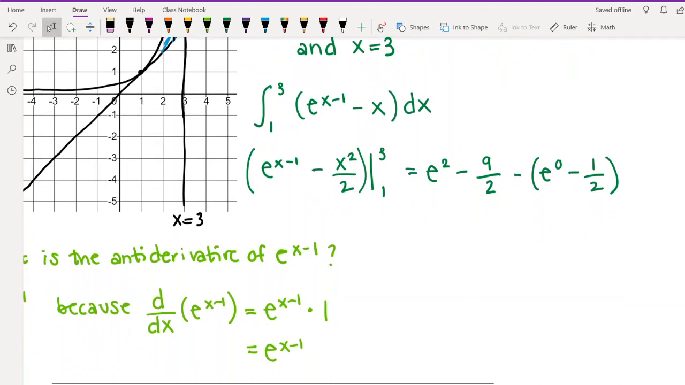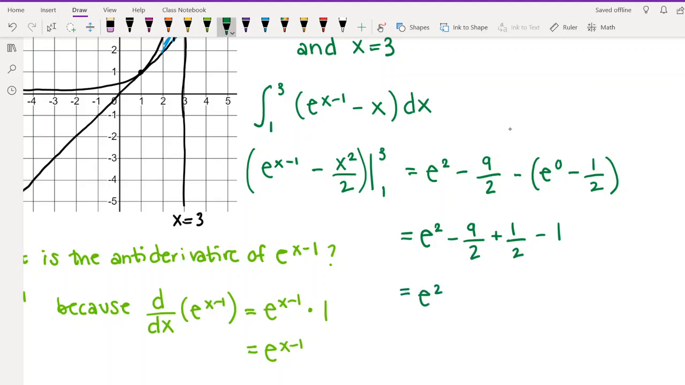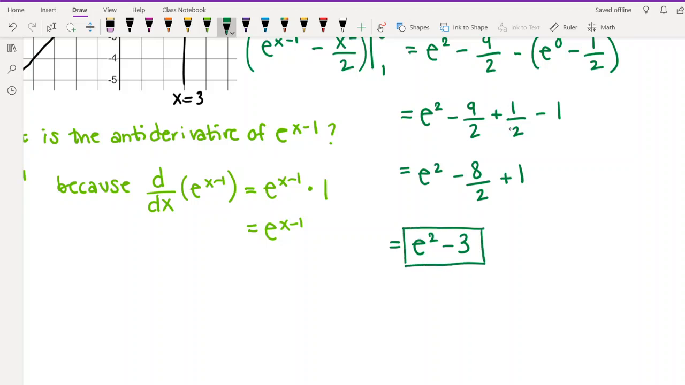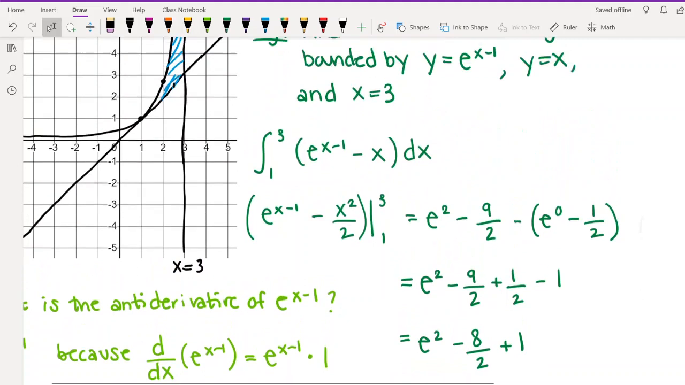And so putting this all together, we get e squared minus 9 halves plus 1 half minus, so e to the 0 is 1. And so this is going to be e squared minus 8 halves plus 1. And negative 8 halves is negative 4. Negative 4 plus 1 is negative 3. So we get e squared minus 3. And that is the area between these two.